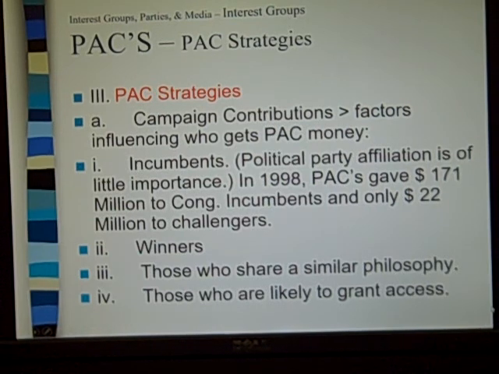The only time it ever really goes to the challenger is when it's called targeting. Okay? And that is when a political action committee is specifically targeting the individual that is currently in office because they see that person as being a huge threat to whatever their philosophy or issue is. Alright? Then additionally, political action committees will tend to give money to people that they see as granting them access.